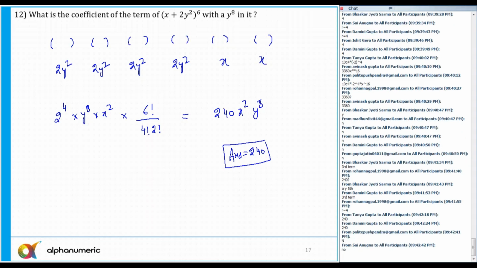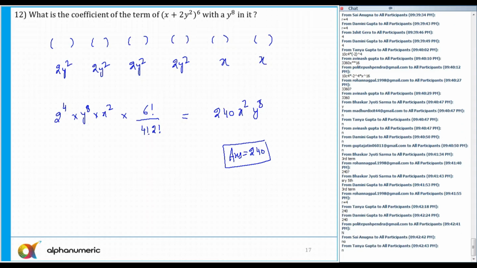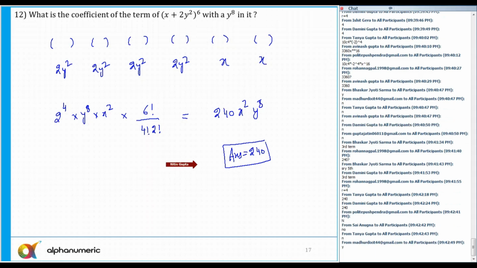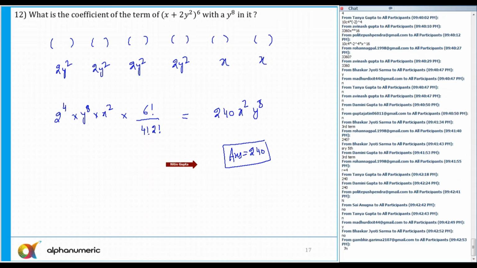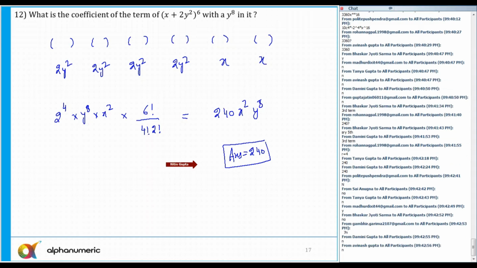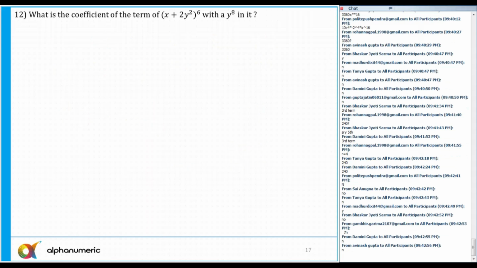Whatever the method which we have discussed in the multinomial theorem, that can be used in binomial also. Any doubts to anyone now? Please respond. Try this. Find the coefficient of the term with x raised to power 6 in this expansion.